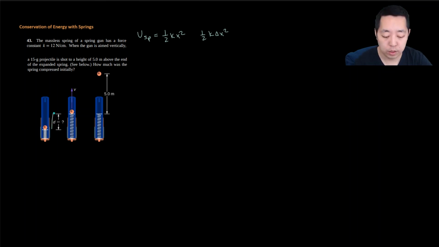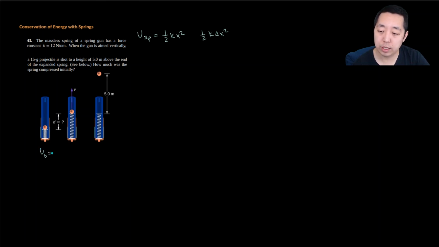A 15-gram projectile is shot to a height of 5 meters above the end of the extended spring. How much was the spring compressed initially? So here we're converting energy from here to energy up here, and the energy conversion is potential energy in the spring into gravitational potential energy.